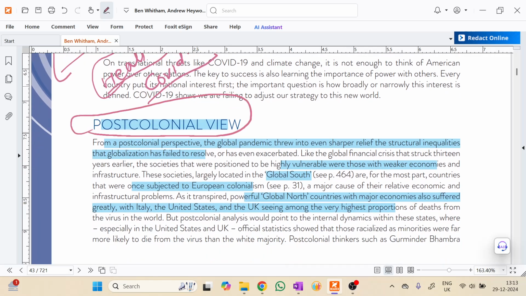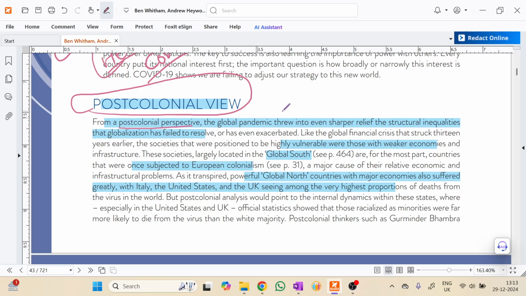Then let's have a look at the post-colonial view. From a post-colonial perspective, the global pandemic threw into sharper relief the structural inequalities that globalization failed to resolve, or it might have exacerbated them. So the post-colonial view is hinged on balance, and it observes both the events in a similar light: that the pandemic might have made the issue better, or it might have made it worse.